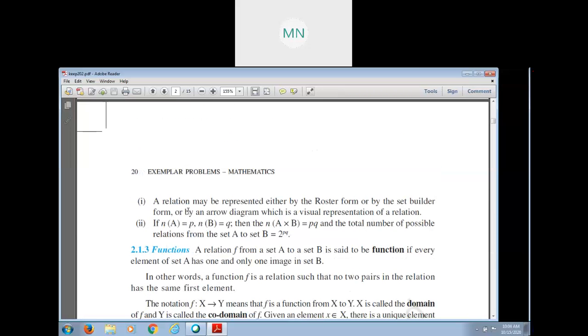Suppose a relation may be represented either by the roster form or set builder form. Suppose the number of elements of A is P and the number of elements of B is Q. Then the number of relations from A to B is 2 to the power P into Q. Remember this also. Total number of Cartesian product is P into Q, and total number of relations is 2 to the power P into Q. Understand?